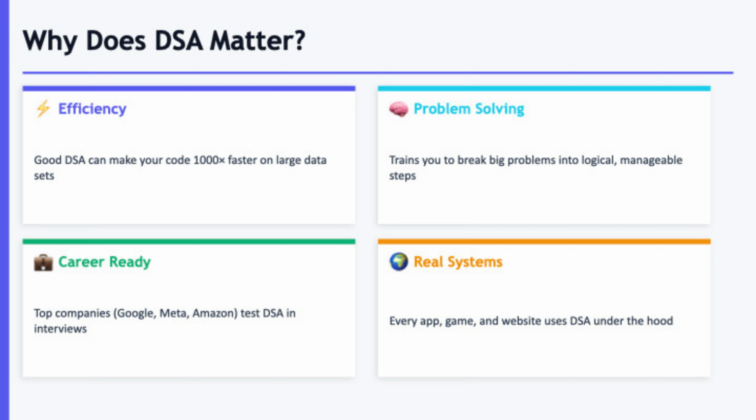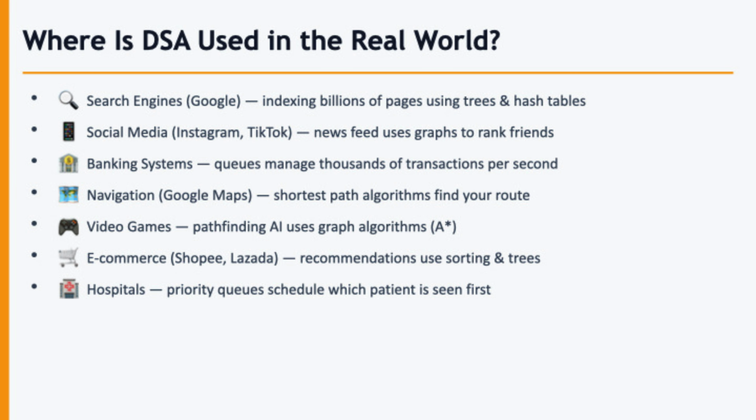It also prepares you for a career since top companies test these skills, and it helps you understand how real systems like apps and games work under the hood. You can see this in action every day. Search engines use trees to index pages, social media apps use graphs to rank your friends, and navigation apps like Google Maps use shortest path algorithms to find your route.